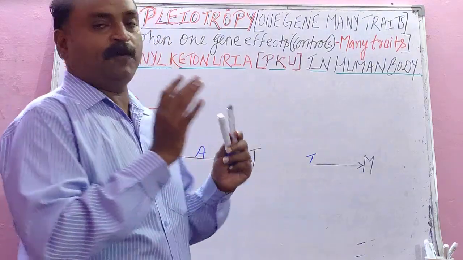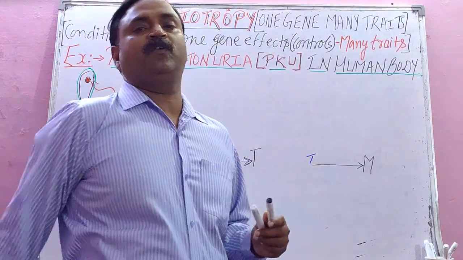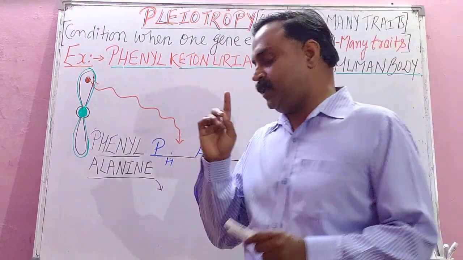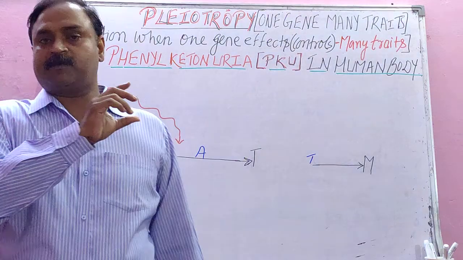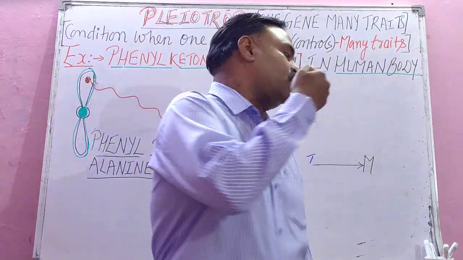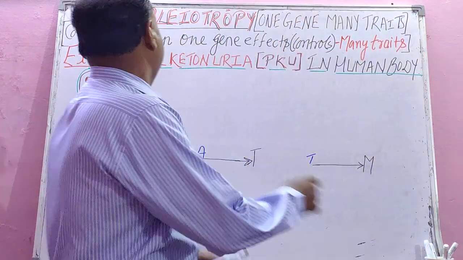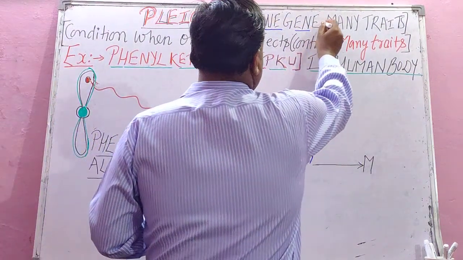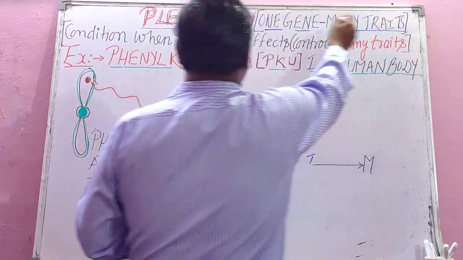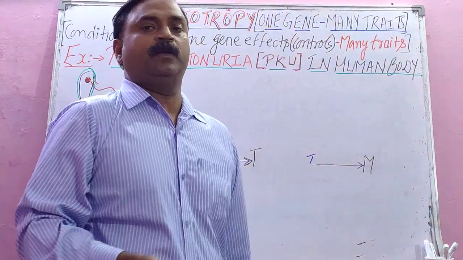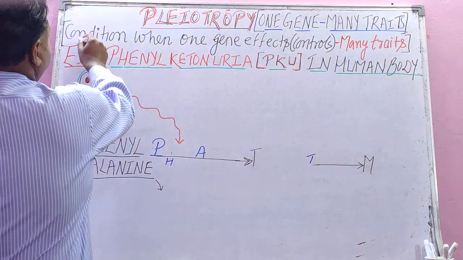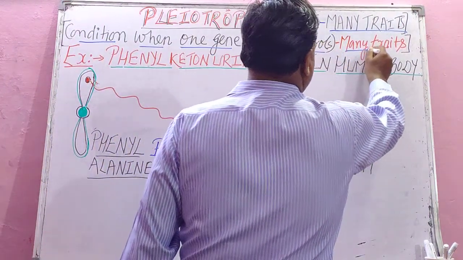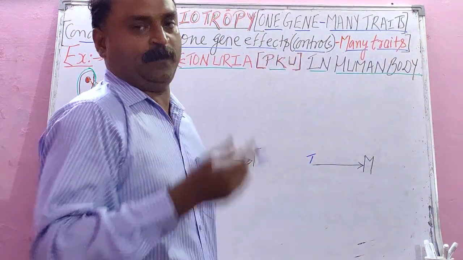Like, we study now pleiotropy, which is just opposite of polygenic inheritance. In polygenic inheritance, you have studied that many genes, poly means many, are responsible for one trait. But here, in pleiotropy, one gene is responsible for many traits. This is the meaning of pleiotropy. And what is the definition? Condition when one gene affects or controls many traits, means many phenotypes.